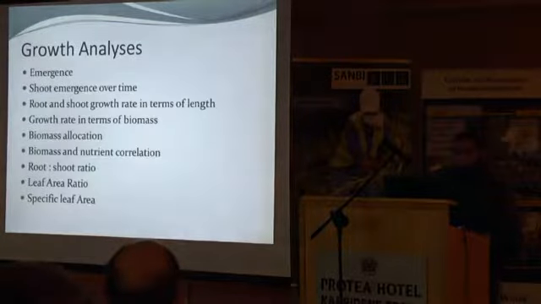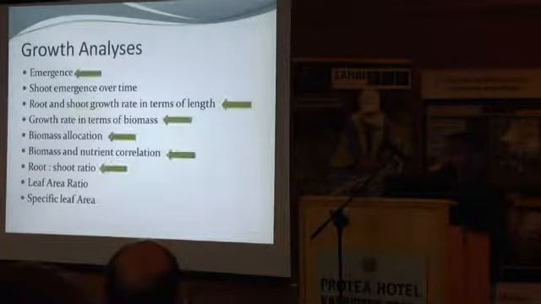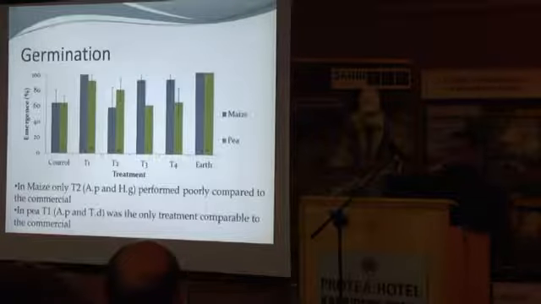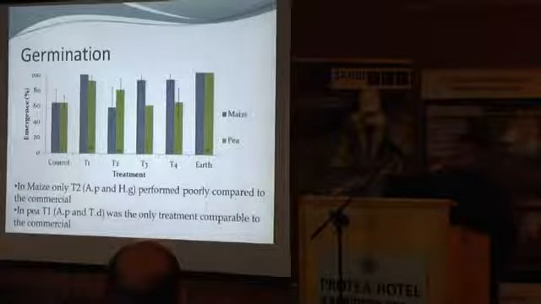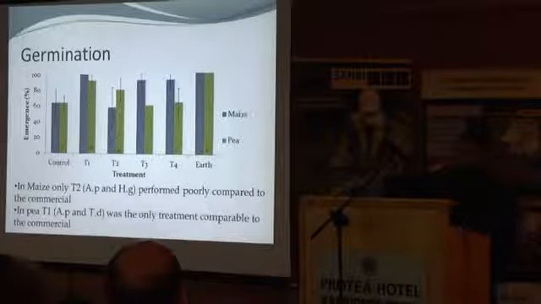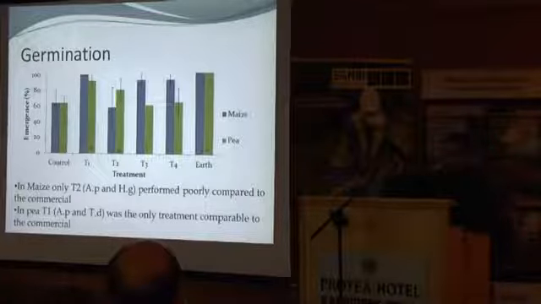Growth analysis. These are the following growth analyses done. However, I will only focus on these for this talk. Germination. Germination against the invasive alien media was determined by emergence of the shoot from the media. In maize, only Tithonia, only T2, which is Acacia, and Hedychium performed poorly compared to the commercial. Whereas in pea, T1, which is Acacia and Tithonia, was the only treatment that was comparable to the commercial.